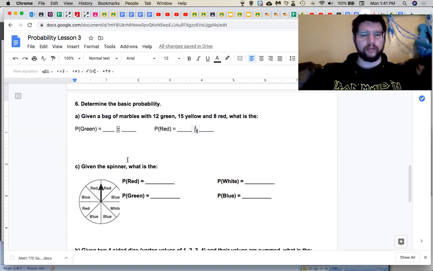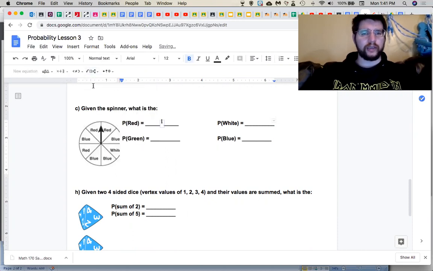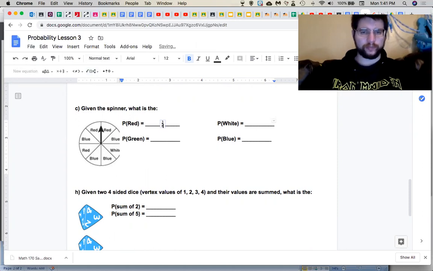Okay. Given this spinner, what is the probability of red, green, white, and blue? Well, let's start with red. So again, new equation. Give me a fraction. How many reds are there? 1, 2, 3. 3 reds. And I think these are evenly spaced. It looks like they're evenly spaced. So 1, 2, 3, 4, 5, 6, 7, 8. So 3 out of 8.